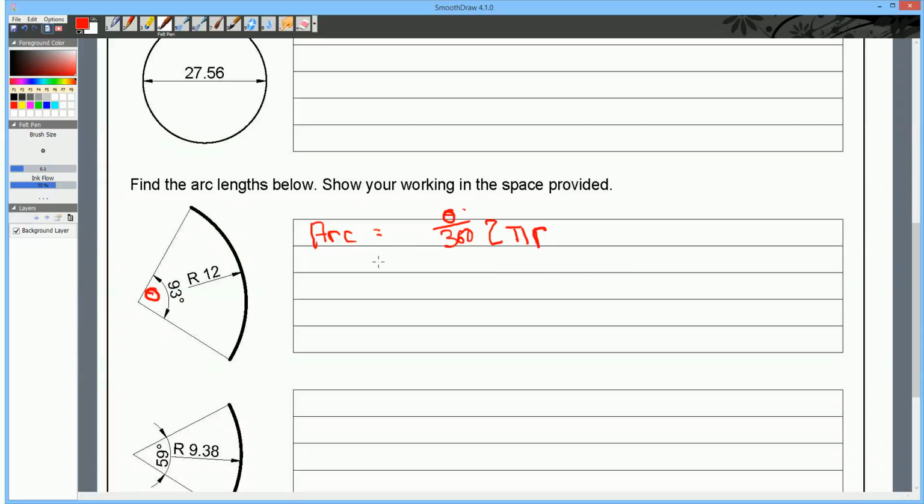So let's do a bit of work with that, fill in what we know now. We've got theta here as 93 degrees, and that's over 360 degrees. So that's our fraction, the fraction of a circle, 93 over 360. And then we go times 2 times pi, which is a constant we can pull up from our calculator. And then times r, which in this case is 12. Okay, and then we multiply that out.